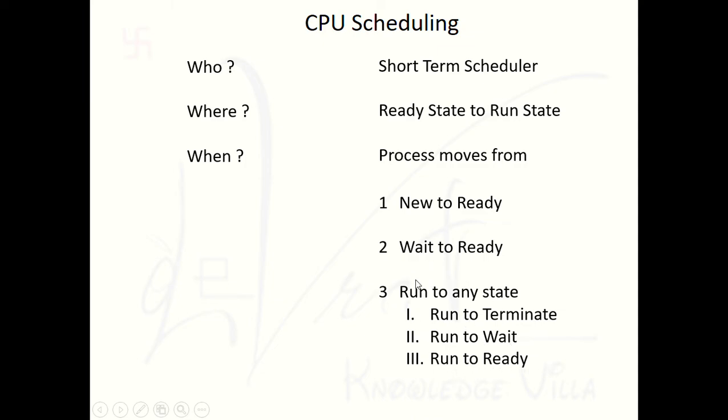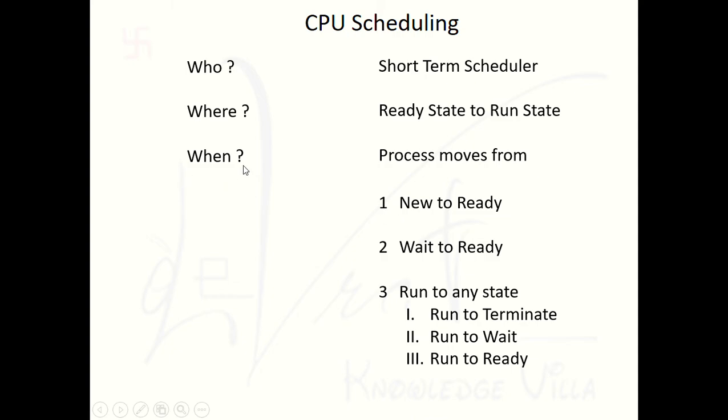It means if one process is in execution and we stop that process, we call it preemptive scheduling. Whenever we preempt one process, then the process in the ready state will get the CPU. So these are the answers.